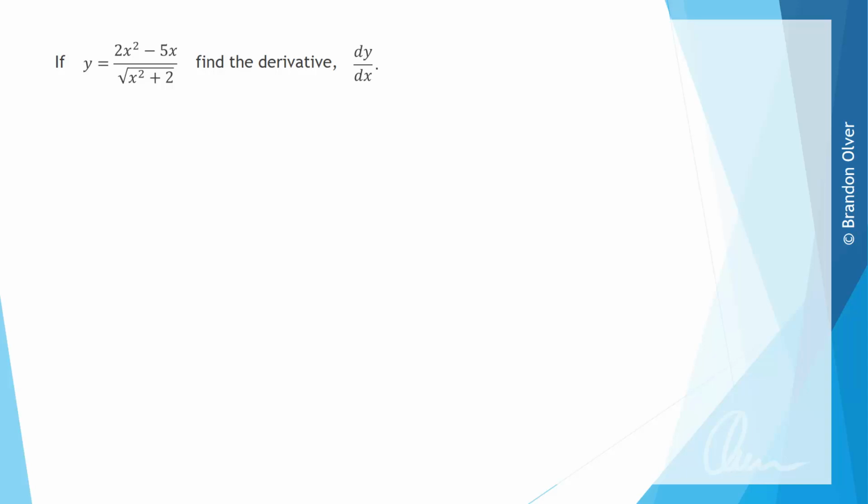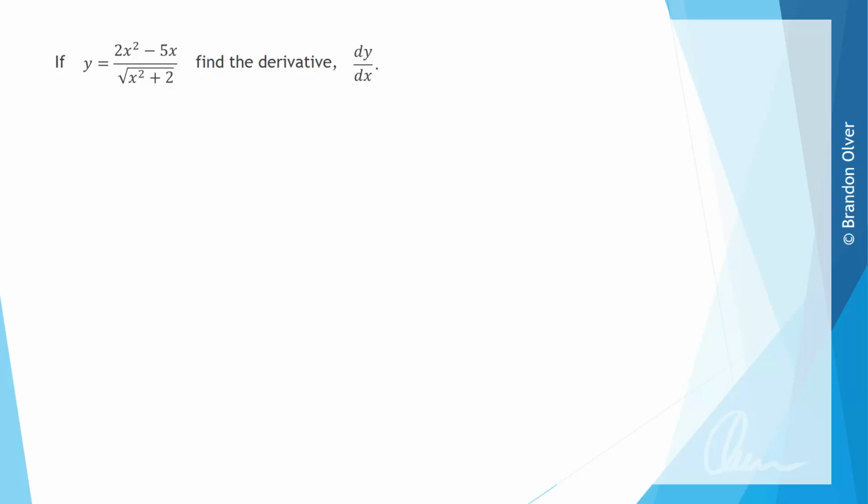If y equals (2x squared subtract 5x) divided by the square root of x squared plus 2, find the derivative dy/dx. Sometimes you'll come across questions that involve a combination of the chain, product and/or quotient rules for differentiation. This question has a fraction involved, so we have a function divided by another function.